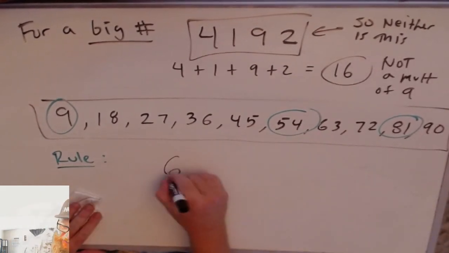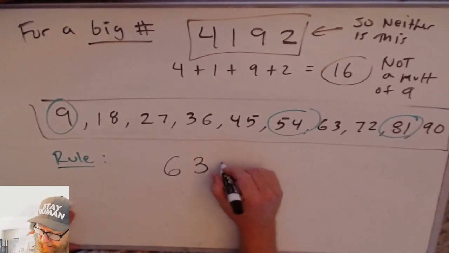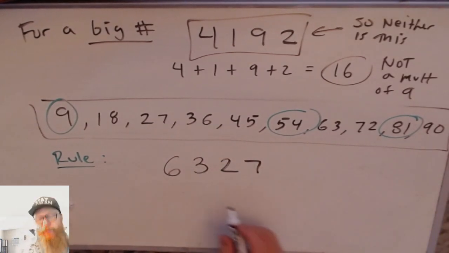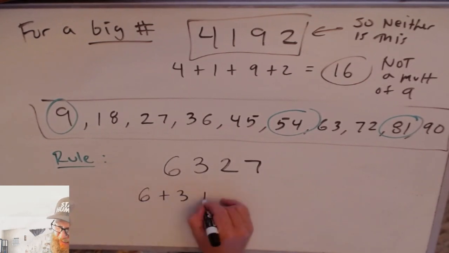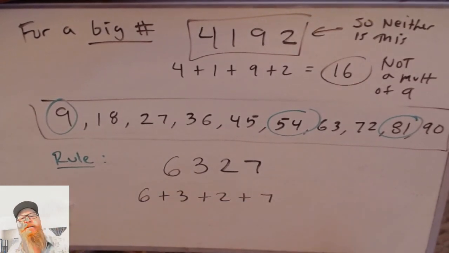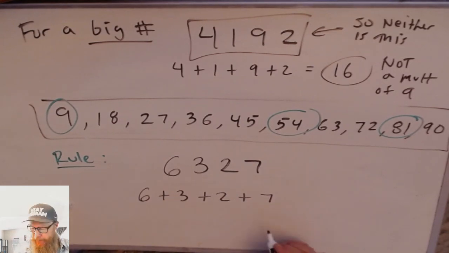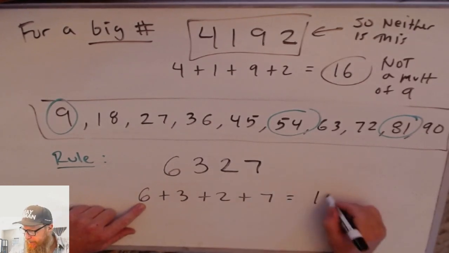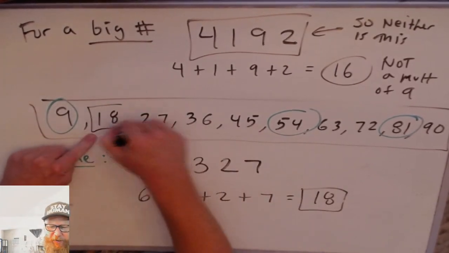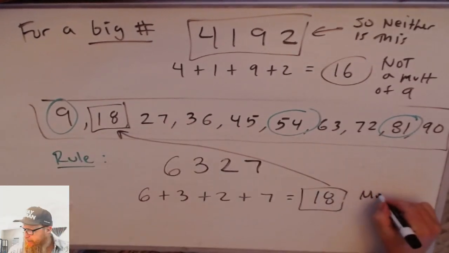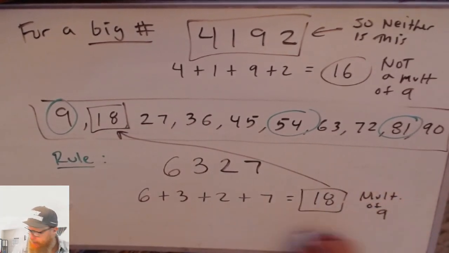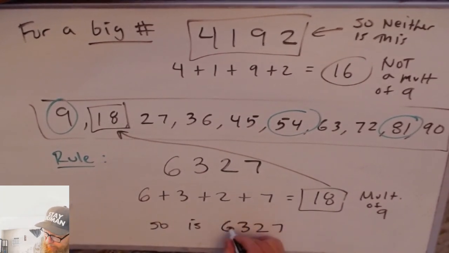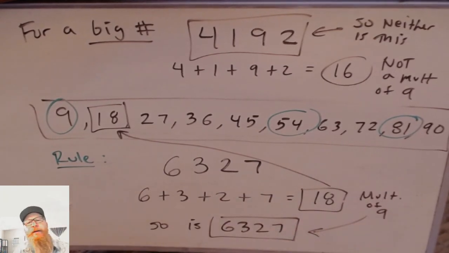Let's take one that is 6,327. Add up the digits: 6 plus 3 plus 2 plus 7. 6 plus 3 is 9, plus 2 is 11, plus 7 is 18. 18 is a multiple of 9. So 6,327 is a multiple of 9.